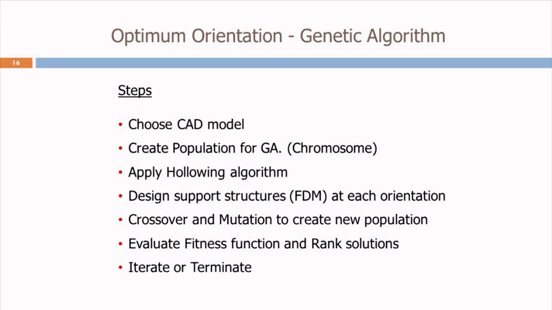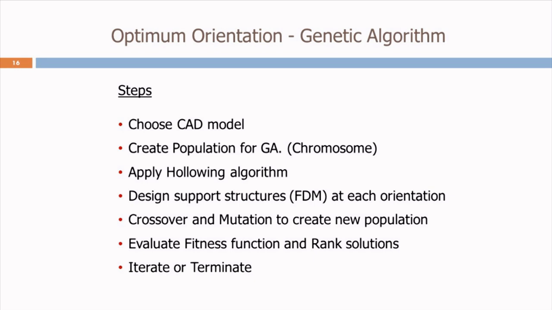We tested this on a variety of things. Typically the algorithm runs like this. You choose a CAD model, then you propose this particular chromosome, which creates a population for the GA. Here the chromosome is nothing but the two orientations which we are trying to find out, the optimum orientation. Apply the following algorithm: design the support structures for each orientation. I put FDM primarily because the FDM process needs a support structure. If you are using some other process which is powder or liquid based, you don't need to do that. So it needed design of support structures.